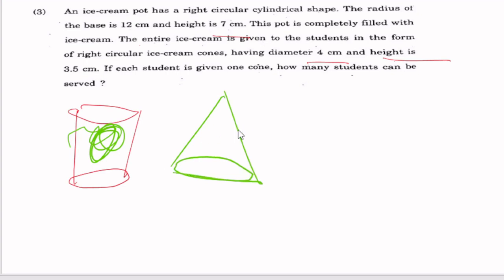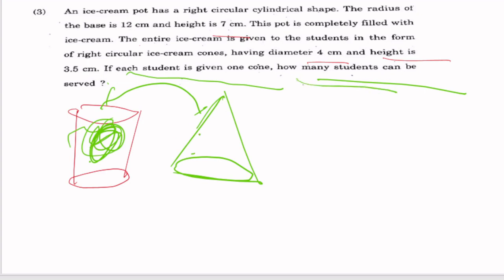In this case a diagram is not mandatory, but you need to understand that if anything is converted from one shape to another, the structure will change, but the volume will remain the same. It means once you compare the volumes, both should be the same. Now what are they asking? If each student is given one cone, how many students can be served? We need to understand how many cones are created. The moment you calculate the number of cones, you'll get the number of students.